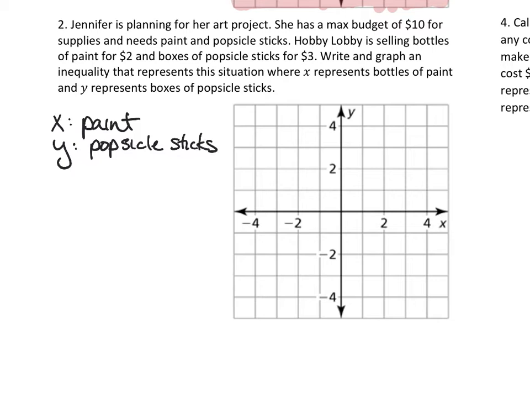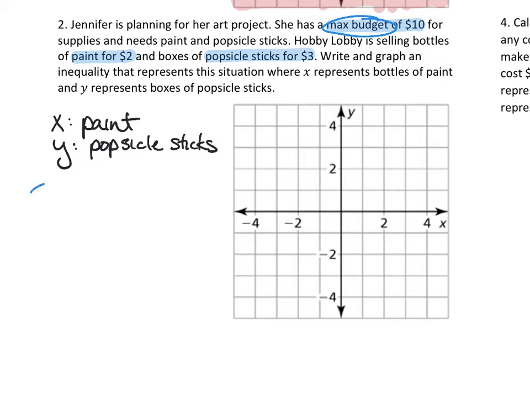All right, that's what our variables are going to be. Let's look for our information. She says that she has a max budget of $10. So that can go no more than $10 because that's her maximum. Hobby Lobby is selling bottles of paint for $2 and popsicle sticks for $3. All right, that's all the information I need to write this.